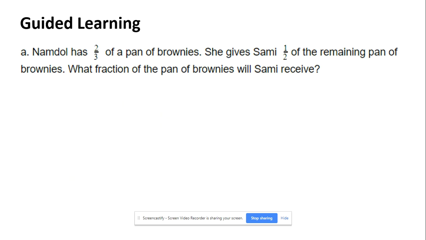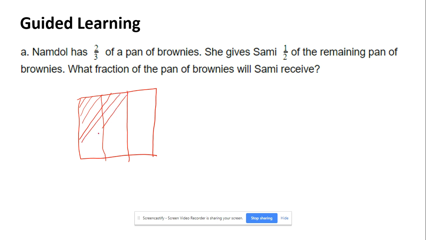Nandal has 2/3 of a pan of brownies. She gives Sammy 1/2 of the remaining pan of brownies. What fraction of the pan of brownies will Sammy receive? All right, so I'm noticing that Nandal has 2/3 of the pan of brownies left. So we're going to start with a rectangle, and we'll break it up into 3 parts and shade 2 of them.